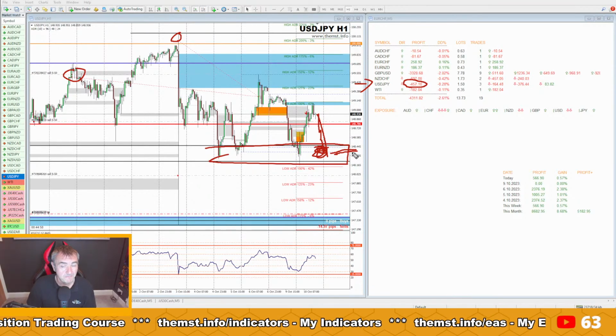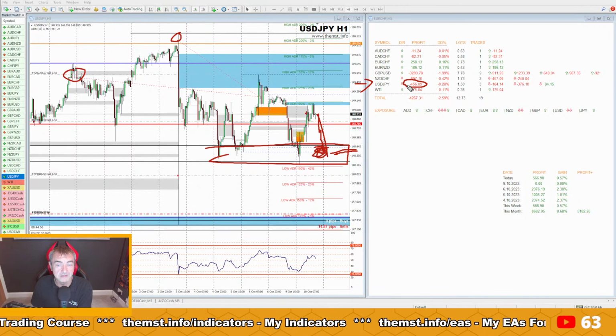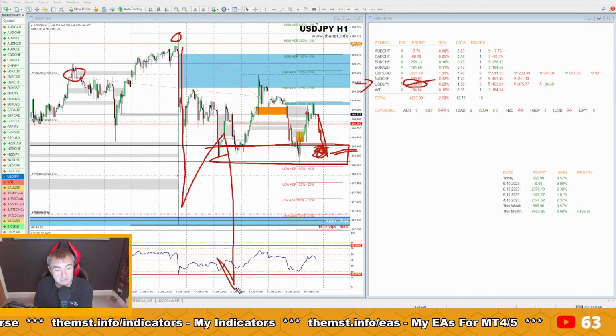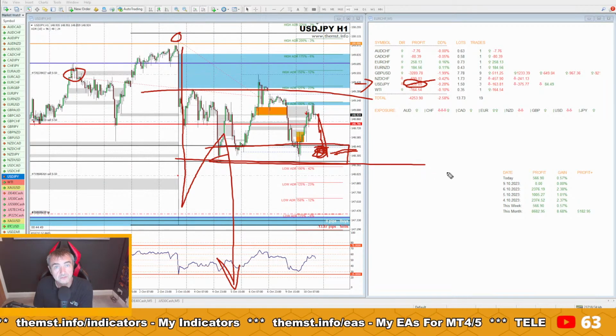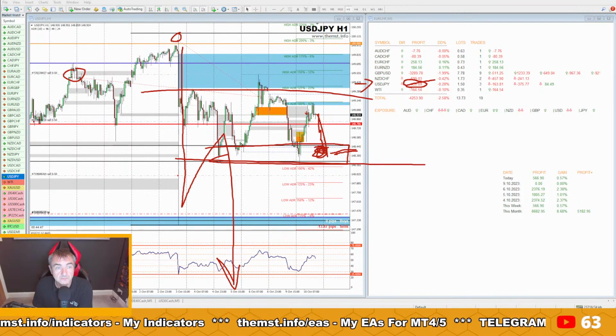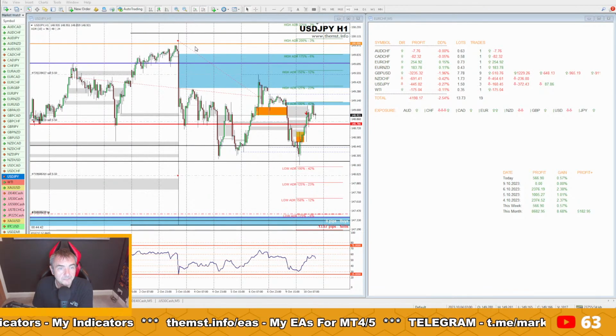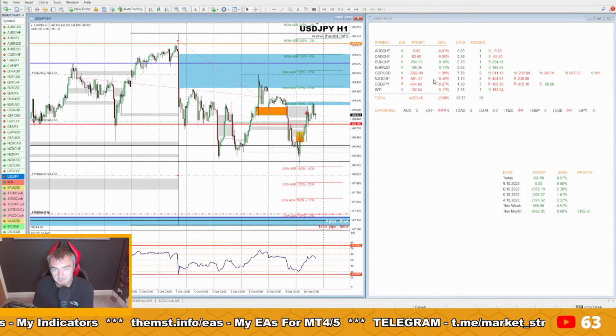If we get down to here before the news, I will probably get rid of it, because the whole play, don't forget, on this was the intervention move and continuation. We haven't had it. So the trade is invalid anyway. It's gone. So, Wednesday triple swap. Wednesday pain day.